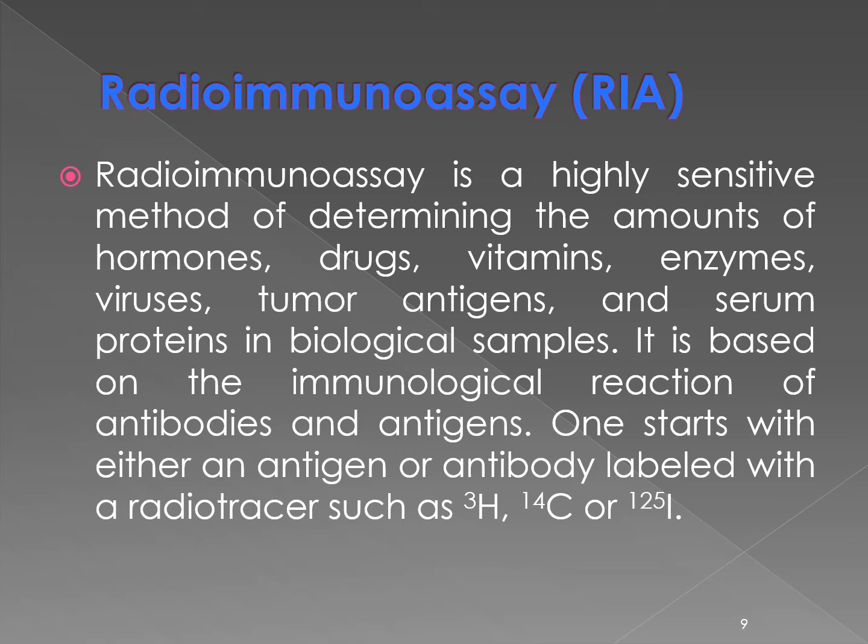Radioimmunoassay is a highly sensitive method of determining the amounts of hormones, drugs, vitamins, enzymes, viruses, tumor antigens, and serum proteins in biological samples. It is based on the immunological reaction of antibodies and antigens. One starts with either an antigen or antibody labeled with a radiotracer such as H3, C14 or I125.